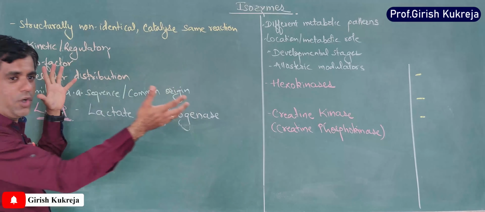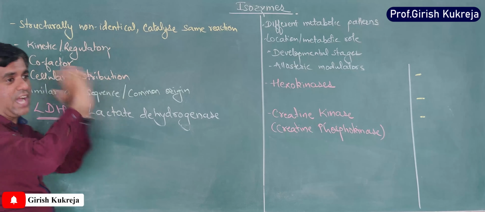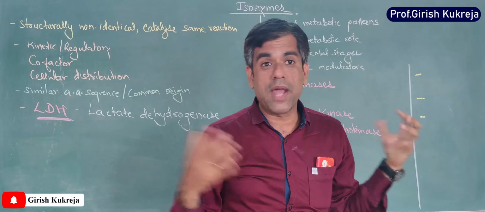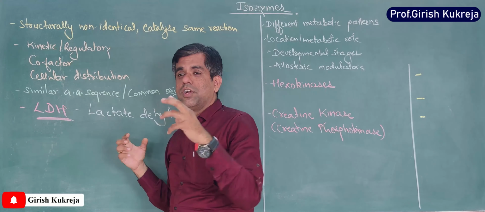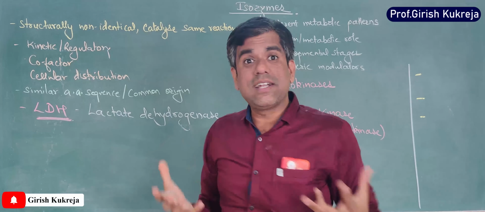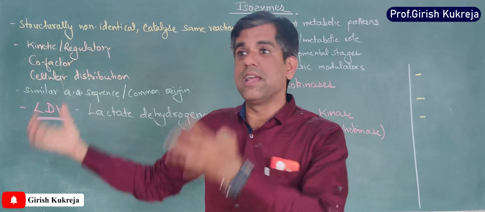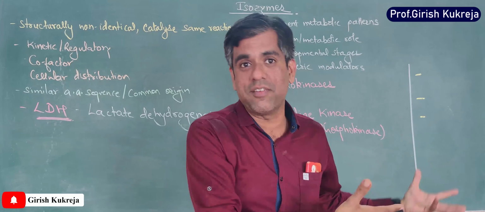So they're doing the same thing. So how are they different? They have different kinetic and regulatory properties. Their Km values may be different. Their Vmax values may be different. The concentration of their substrates at which they work may be different. What cofactors they require may be different, right? Some metal ions, like one form may require Mg2+, another may require some other divalent cation.